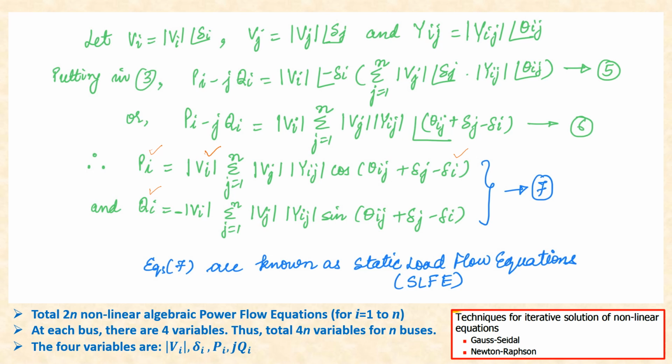And usually in a power system, out of these 4 variables, 2 variables are specified. So the other 2 variables can be found by solving the power flow equations, that is, equation number 7 for Pi and Qi.